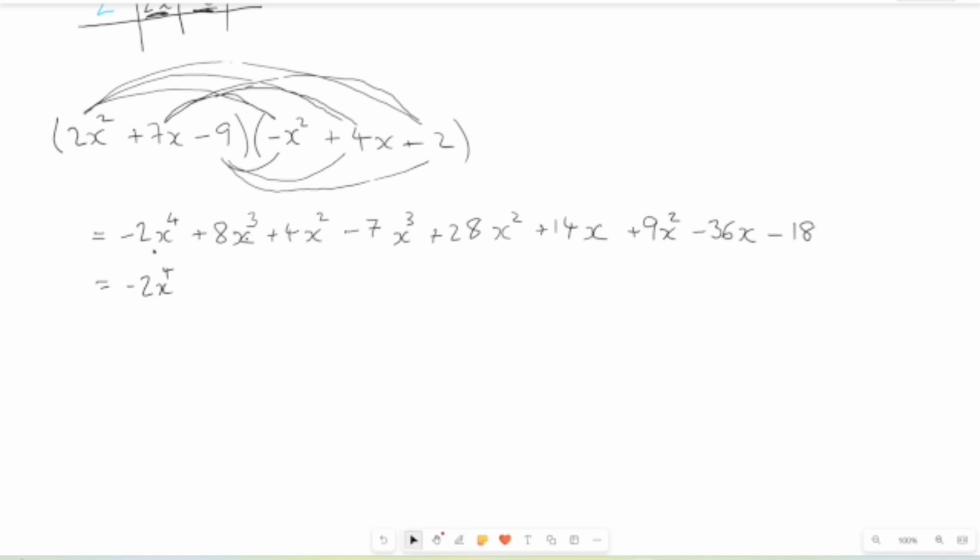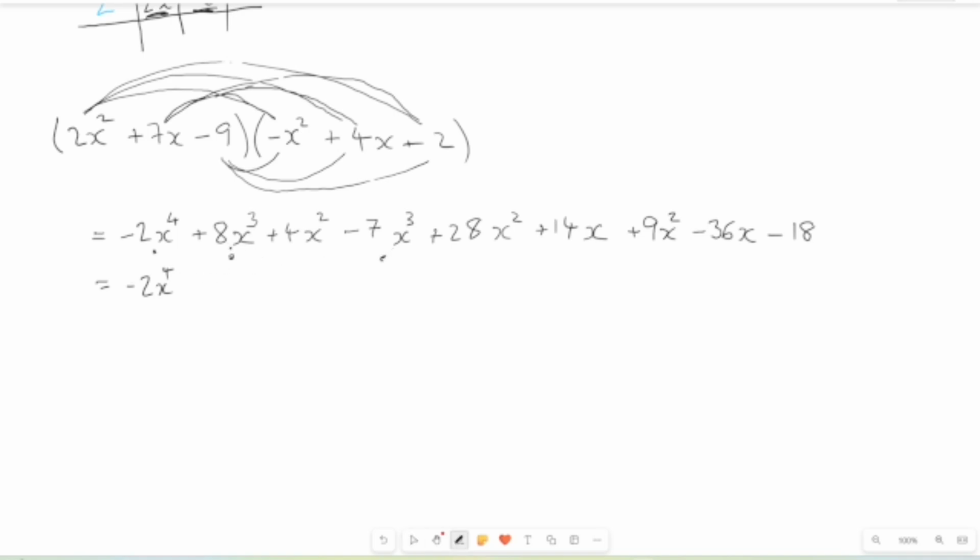Let's do the x cubes next. So we've got two terms with x cubed. We've got this one here, which is plus 8. So let's put a dot under that. And we've got this minus 7x cubed. So let's put a little dot under that.